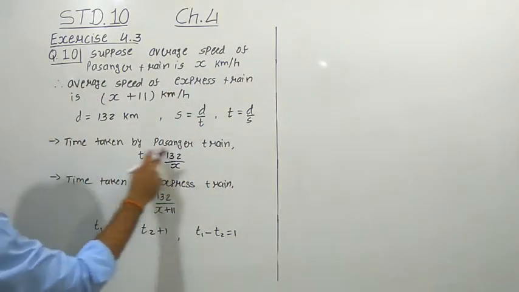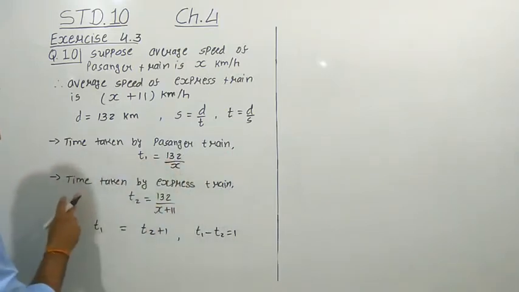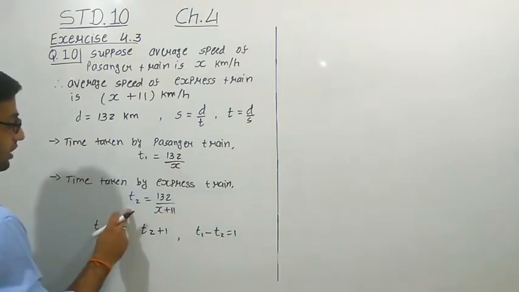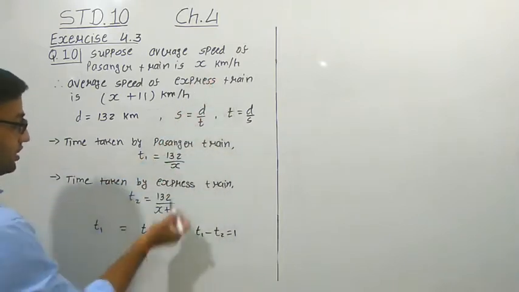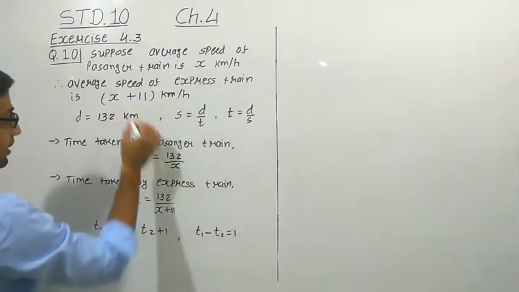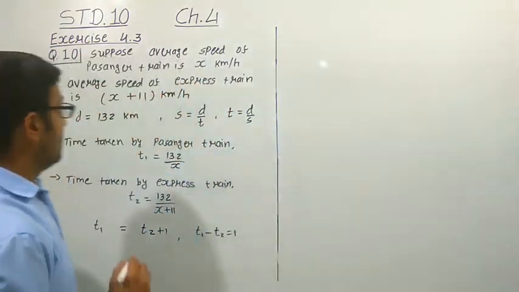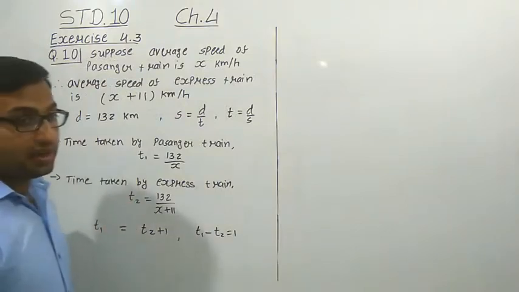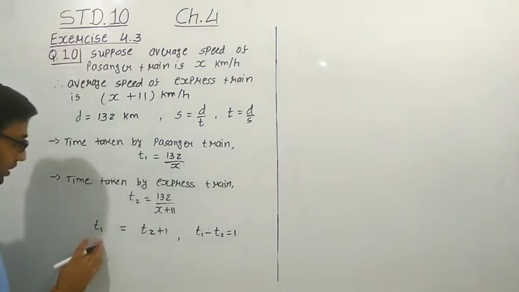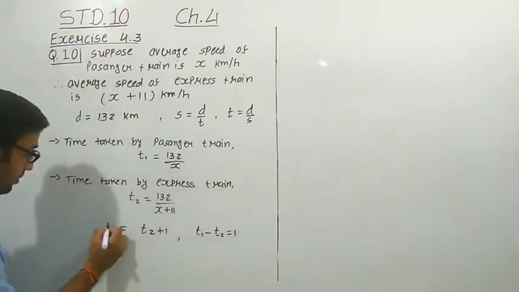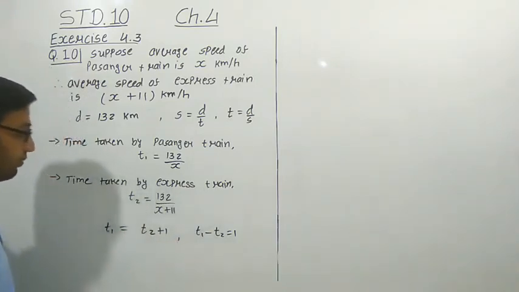So we get the time taken by the passenger train, let us call it T1, as 132 upon x, and the time taken by the express train, let us call it T2, will be 132 upon x plus 11. Here the denominator changes because the speed here is x and here is x plus 11. Now one of the relations of the time is given. Now think, the passenger train takes more time, the express train takes less time. So this value T1 is greater and the value T2 is smaller. So we have to add here so that both will become equal.